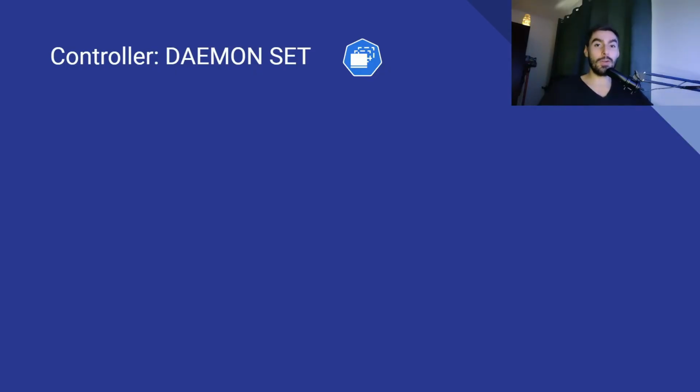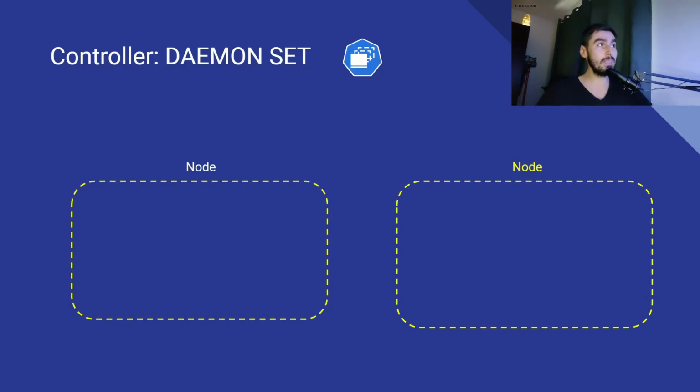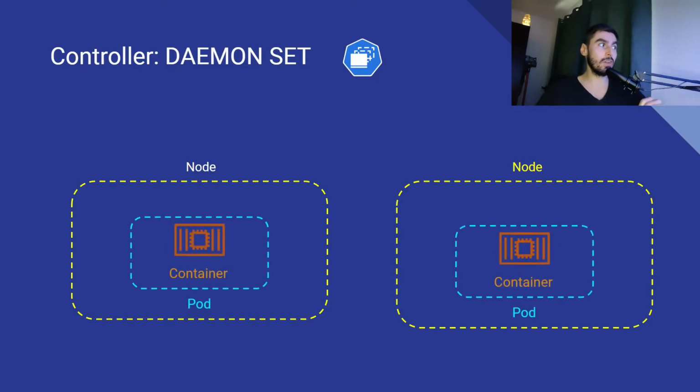Next up on our list of controllers, we have the DaemonSet, and this is a fairly simple one. A DaemonSet guarantees that you will have one running instance of a pod on each node of the cluster. It's as simple as that. You can't scale it up, you can't scale it down. It's not like a deployment where you choose the number of replicas. You have 3 nodes in the cluster, you will get 1 pod on every node. If you have 100 nodes in the cluster, you will get 1 pod inside every node.